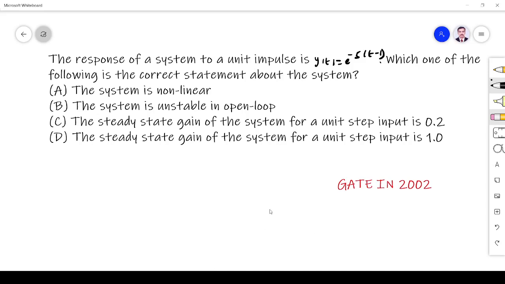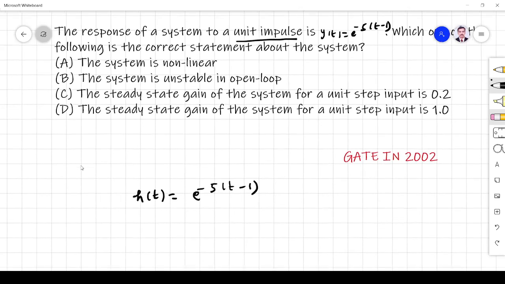Hi friends, in this video let us solve the signals and systems related question asked in GATE 2002 implementation paper. The question is the response of the system to a unit impulse. So response of the system to a unit impulse is nothing but h of t, the impulse response. Even though they gave y of t, it is nothing but the impulse response, e power minus 5t minus 1. Which one of the following is the correct statement?